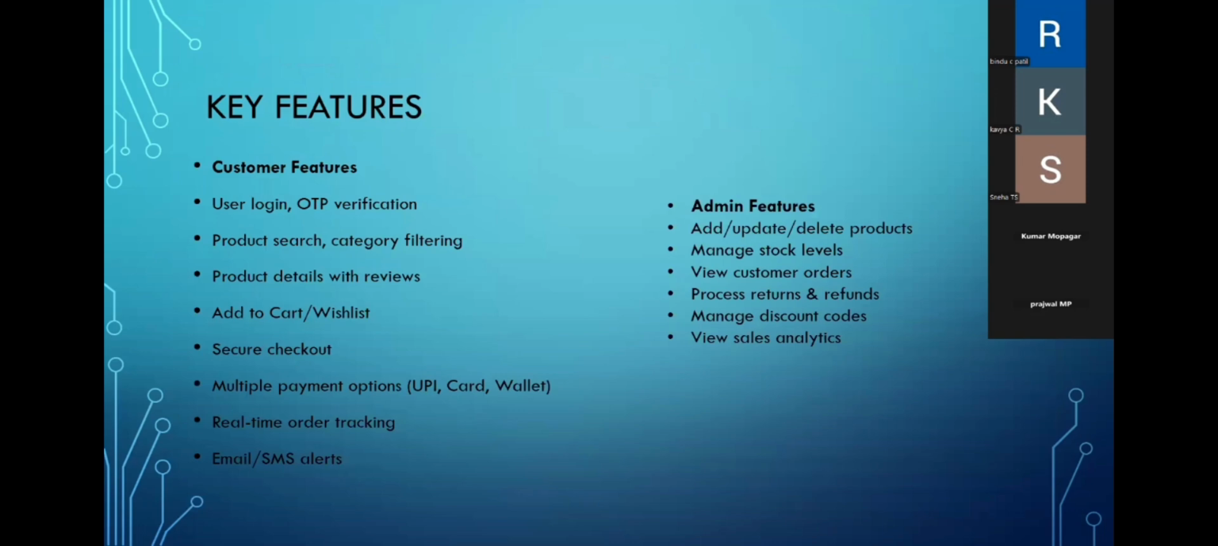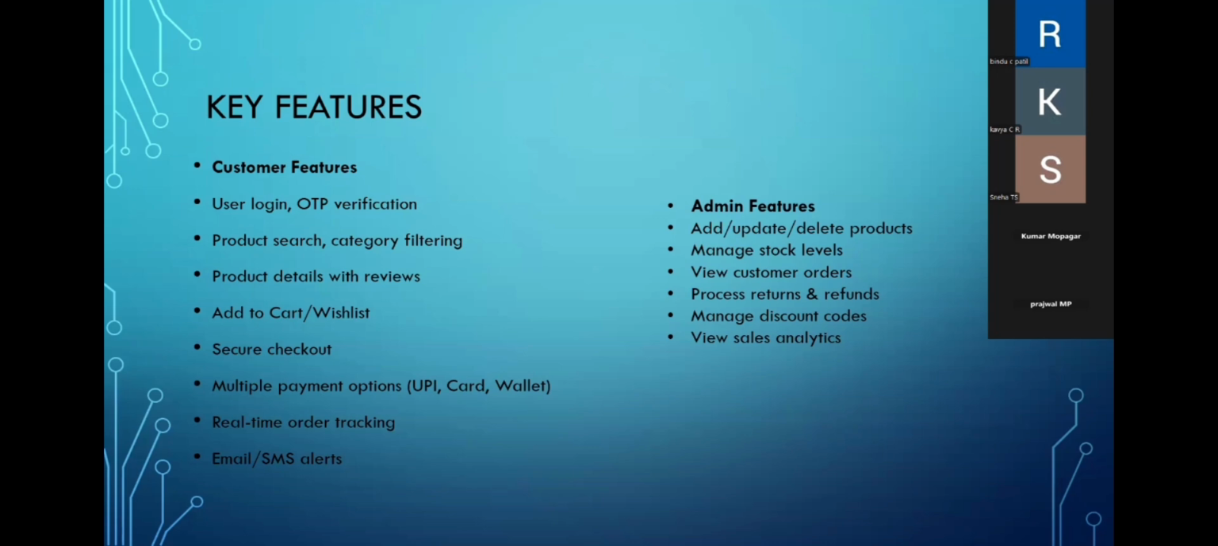Next slide, key features. Customer features: user login, OTP verification, product search, category filtering, product details with reviews, add to cart, secure checkout, multiple payment options like UPI and card, real-time order tracking, and email or SMS alerts. Admin features: add, update or delete products, manage stock levels, view customer orders, process returns and refunds, manage discount codes, and view sales analytics.